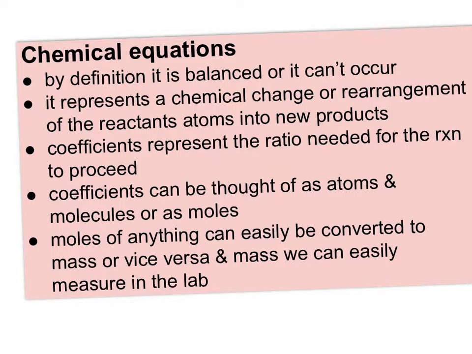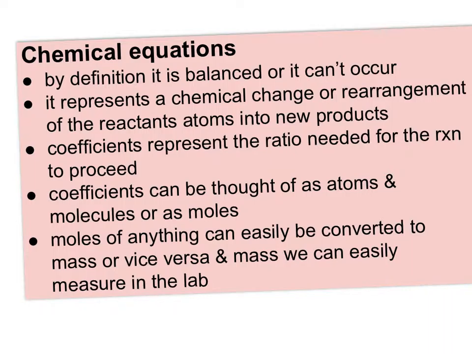Chemical equations, by definition, are balanced, so it's really redundant to say a balanced chemical equation. If it's not balanced, it can't occur, and if it doesn't occur, it's not a chemical equation. So it represents a chemical change or rearrangement of the reactants' atoms into new products. So the coefficients represent the ratio needed for the reaction to proceed. It's rare that you would have one of each reactant produce exactly one of each product. Instead, more often, you have a 2 to 3 to 1 to 2 ratio or something along those lines. So that's what the coefficients are representing.